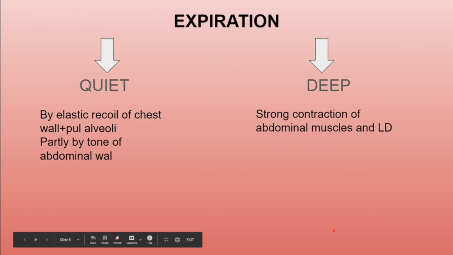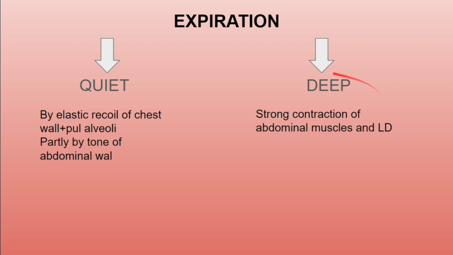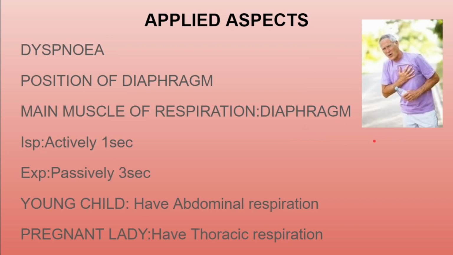Now expiration. Expiration is of two types, quiet and deep. The quiet one, as I told you before, is a passive process, by elastic recoil of the chest wall and the pulmonary alveoli, and also partly by tone of the abdominal wall. For deep expiration, there is contraction of the abdominal muscles and the latissimus dorsi muscle. Now the applied aspects of the respiratory movement.